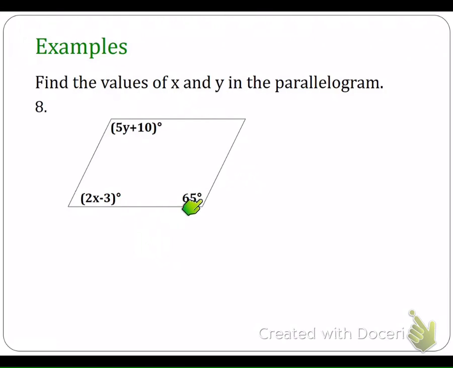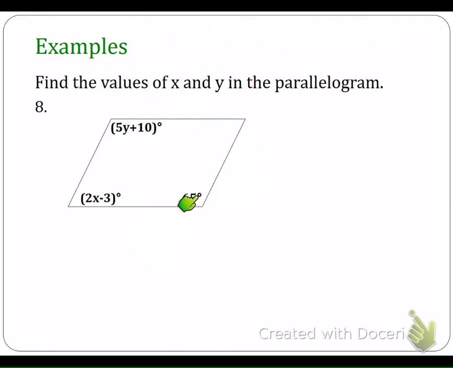So how does this angle relate to either one of these? It's the same as the diagonal one. Okay, it's the same as the one across. We call those opposite angles. So in order to find the y, you can set 5y plus 10 equal to 65.